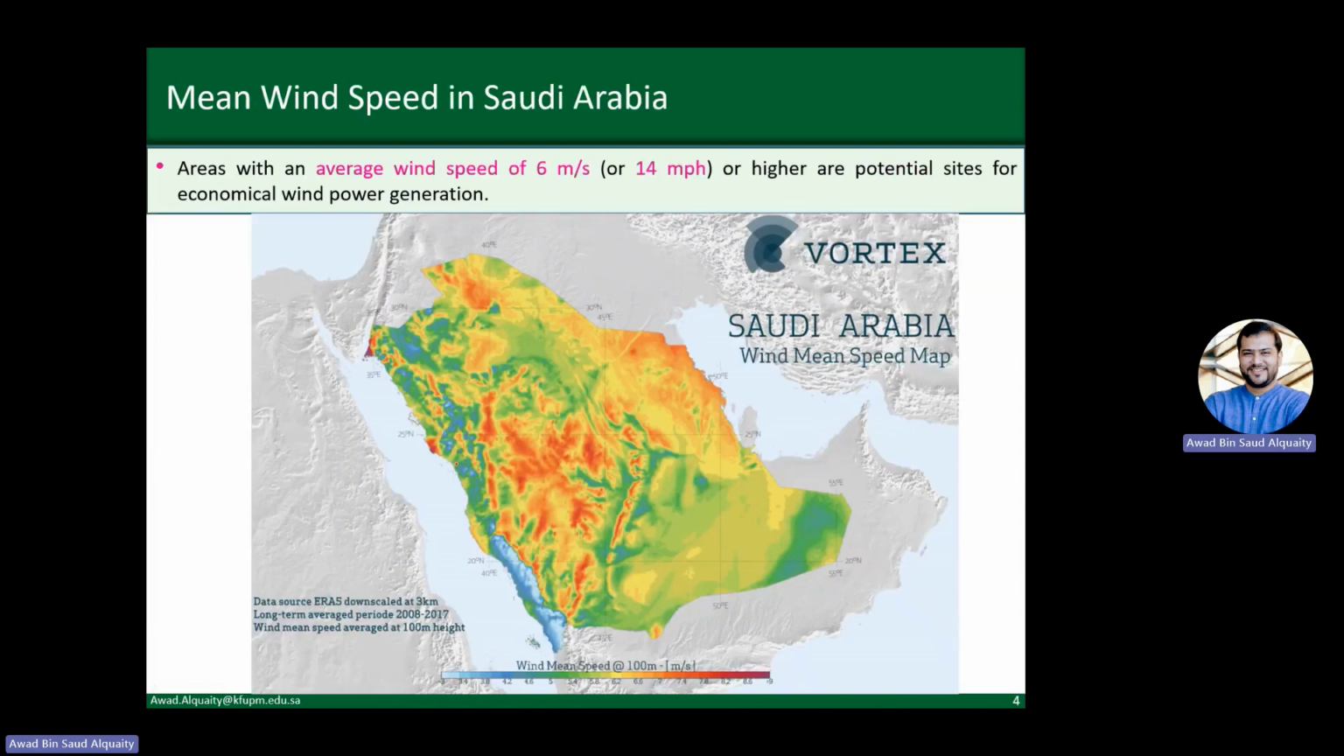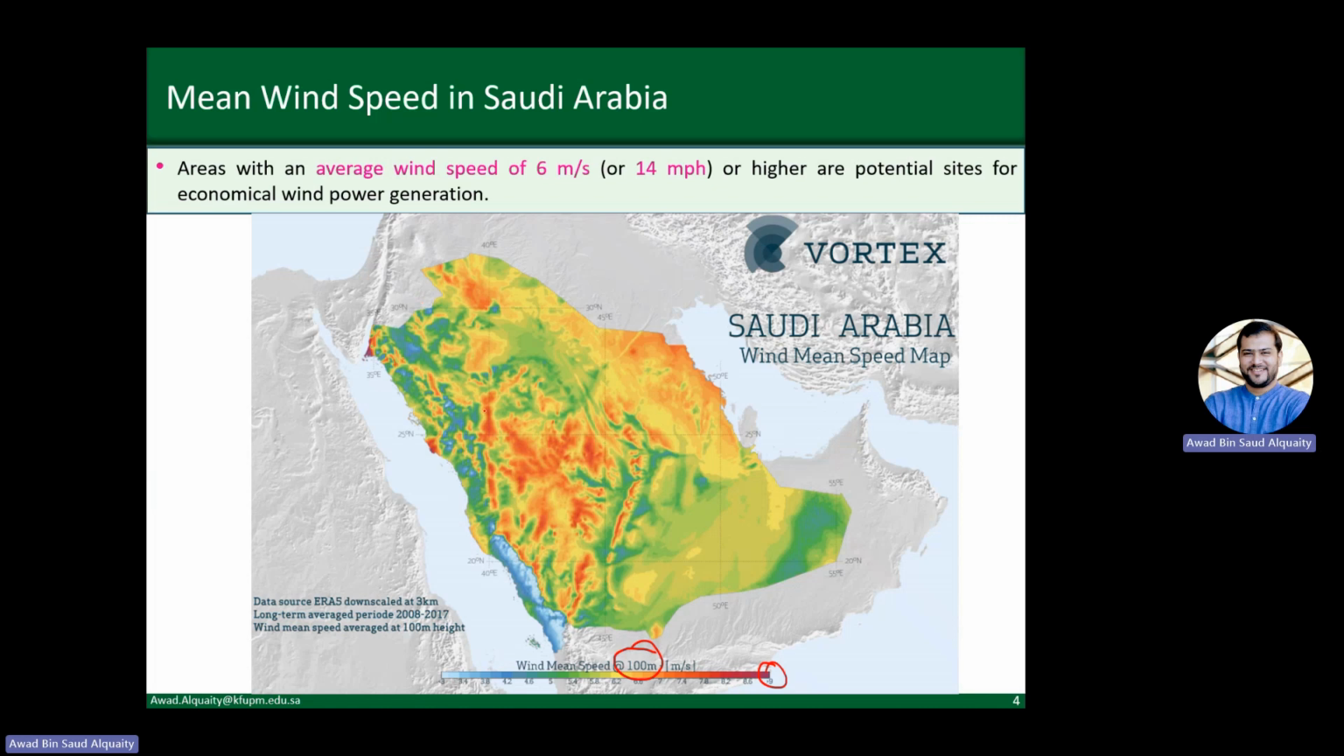In terms of Saudi Arabia, this is how the picture looks. Again, this is colored in terms of the mean wind speed. This is the mean wind speed map for Saudi Arabia. Although this is at a different height, at 100 meters, the lowest, the bluish, is 3 meters per second, and the highest wind speeds are 9 meters per second. So high wind speeds are good. Not too high, but reasonably high wind speeds are good.